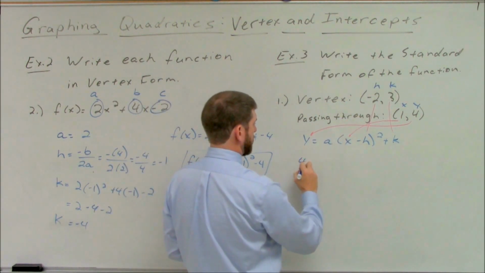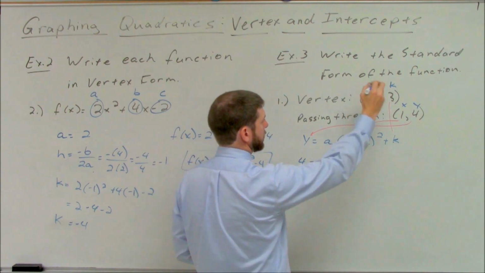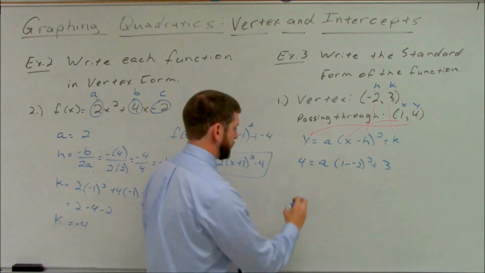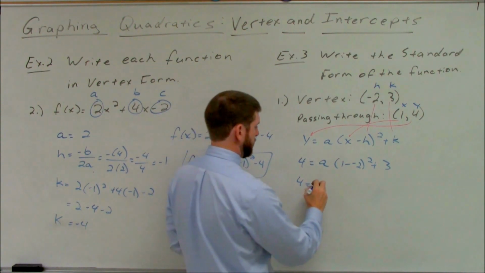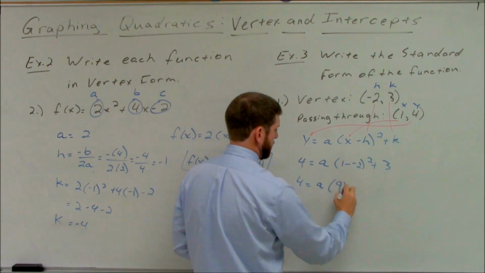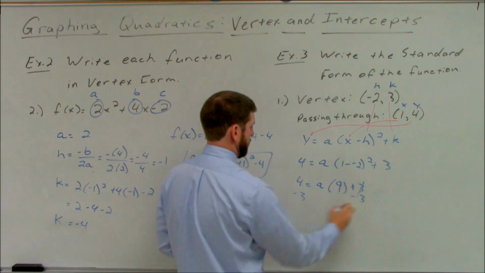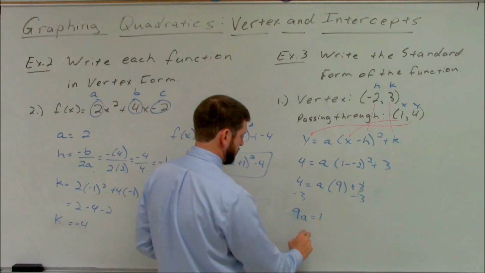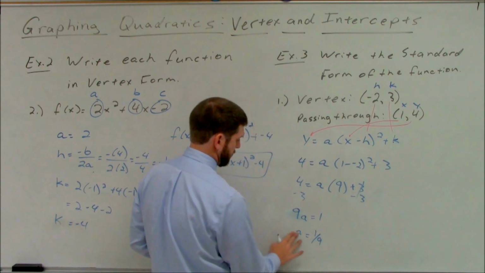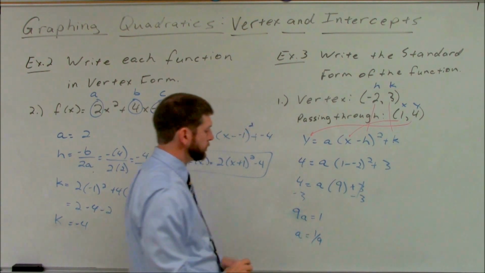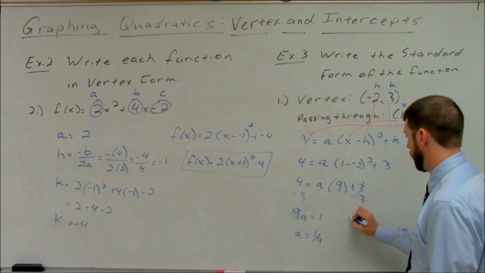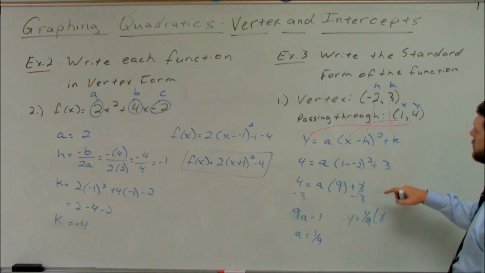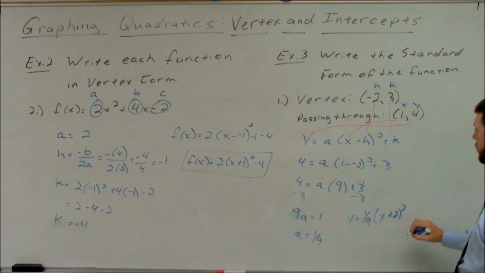So y was equal to 4. A we don't know yet. X was 1. H is negative 2. K is 3. Go through and do the arithmetic. 1 plus 2 is 3. 3 squared is 9. Move your 3. So we get 9a equals 1. So a equals 1/9. From there, we know that we have y equals a, which is 1/9, times x minus the x coordinate. So x plus 2, quantity squared, plus 3.